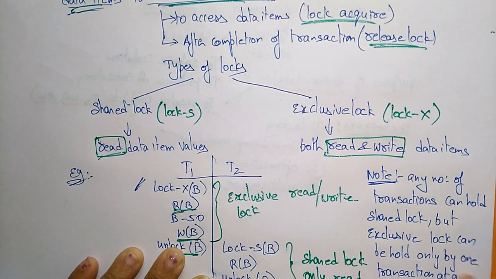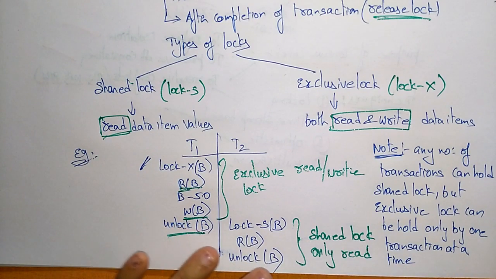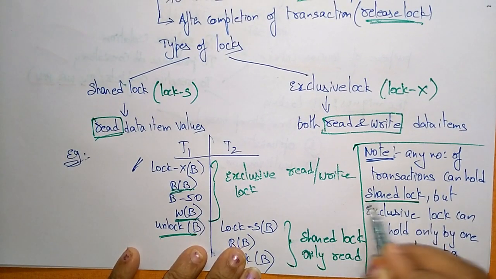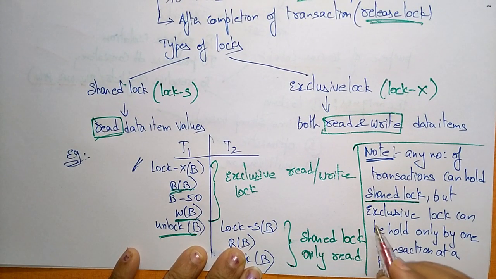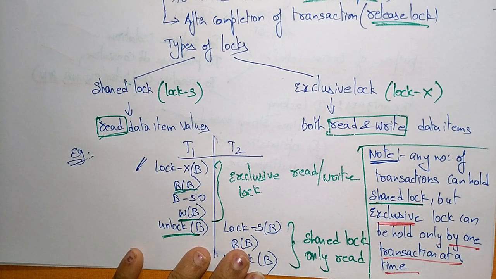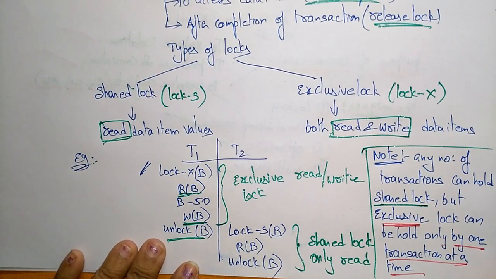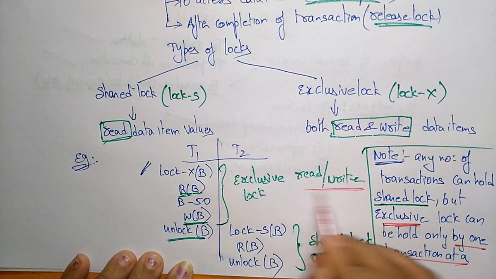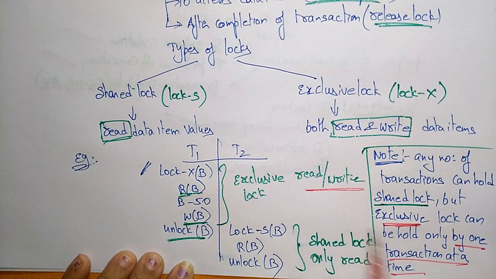While you are using the shared and exclusive locks, the main point here is that any number of transactions can hold a shared lock, but the exclusive lock can be held only by one transaction at a time. Shared lock can be held by any number of transactions because the shared lock is only reading the data, it is not modifying anything. Whereas the exclusive lock is doing read and write operations. That is the reason the exclusive lock can be held only by one transaction at a time.